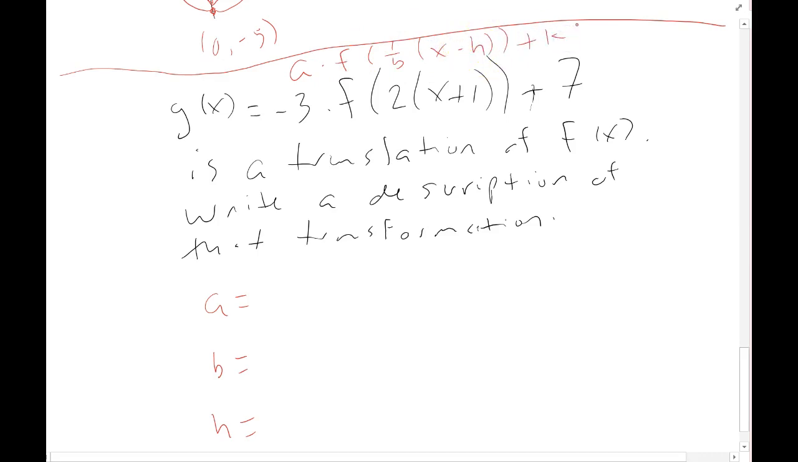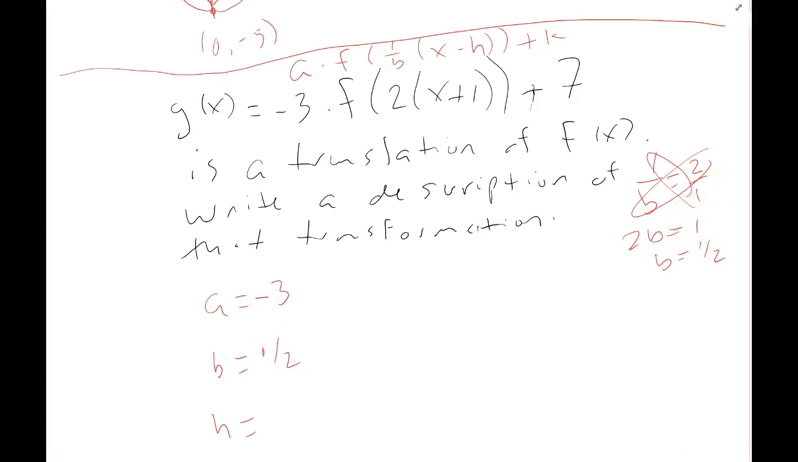So I don't have to keep scrolling up there all the time. If I look at this, it's easy to see the a value should be -3. 1 over b is 2. So if 1 over b equals 2, I can cross multiply, and if I divide by 2, I get 1/2. So b is 1/2.